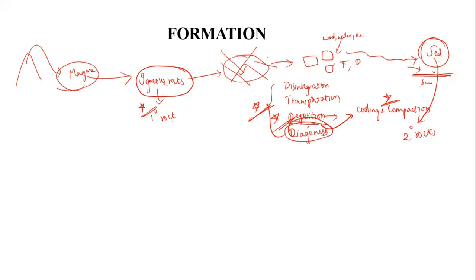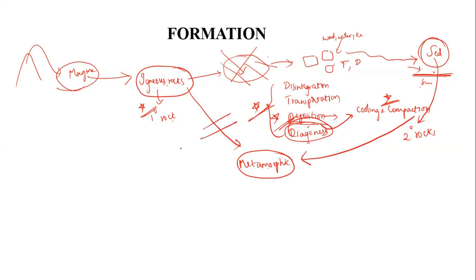So we have seen two types of rocks here, igneous and sedimentary rocks. And we also have another type of rock, that is metamorphic rock. Metamorphic rock, how is it formed? Both igneous rock and sedimentary rock undergo changes due to heat and pressure.